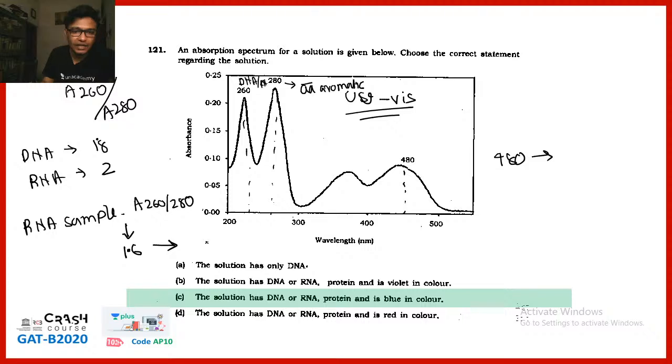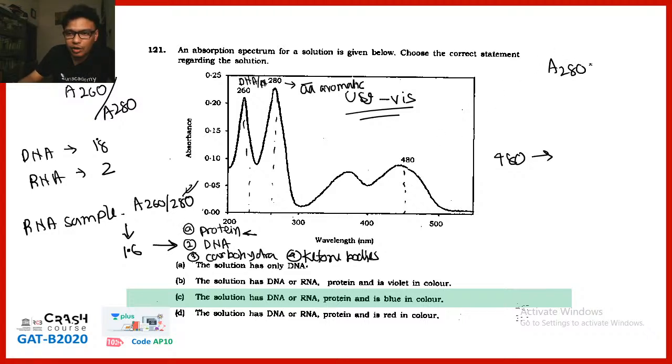What type of contamination can you say in the sample? The options are: protein, DNA, carbohydrate, and four is ketone bodies. So what would be the appropriate answer, guys? Protein contamination, right? At A280, who is absorbing? Protein, right?